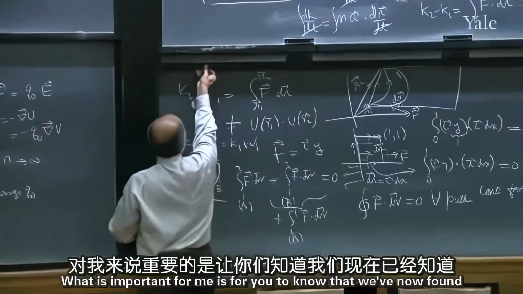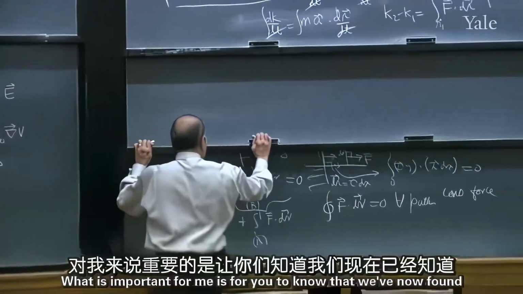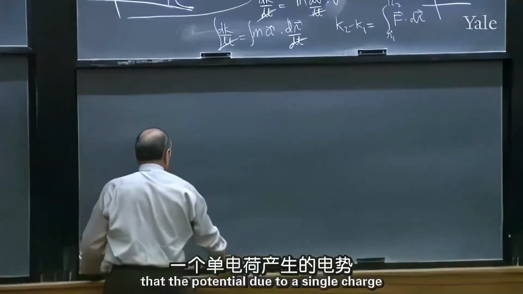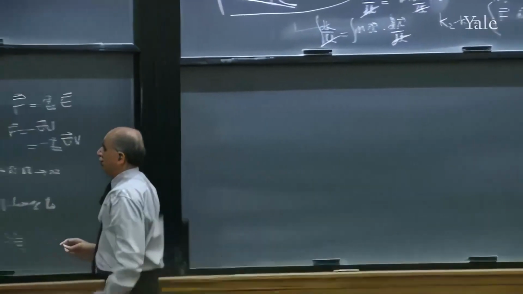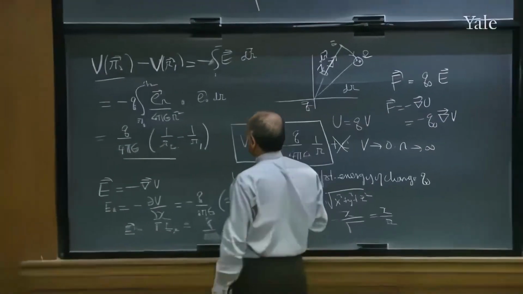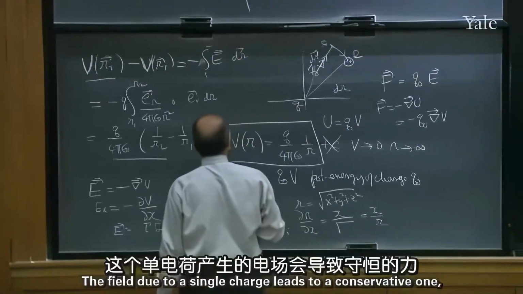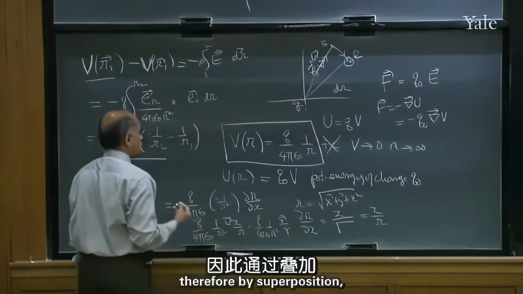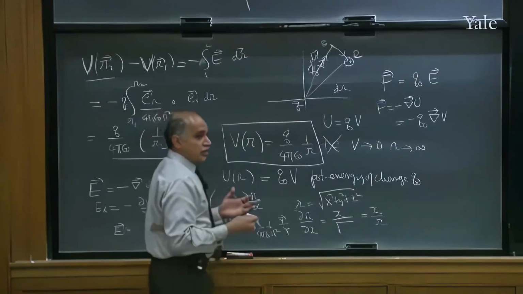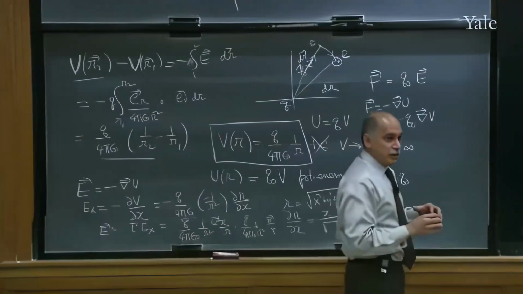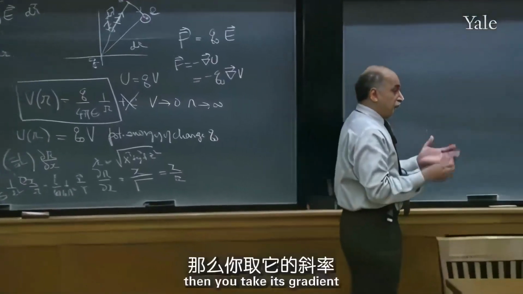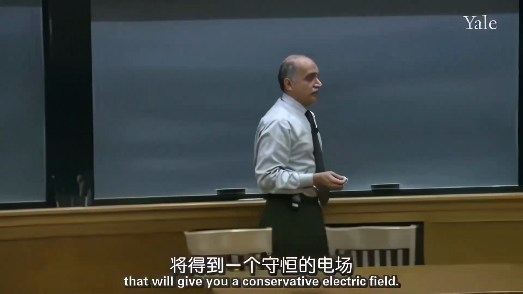What is important for me is for you to know that we have now found that the potential due to a single charge leads to a conservative force. The field due to a single charge is a conservative one. Therefore, by superposition, if you add any number of charges, find the potential due to all of them, and then take its gradient, that will give you a conservative electric field.